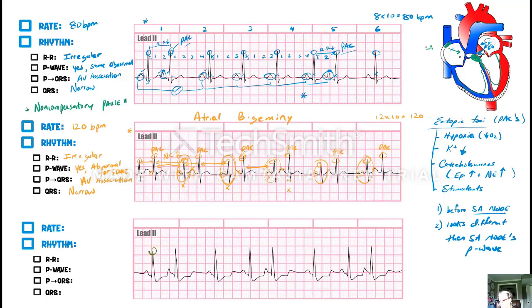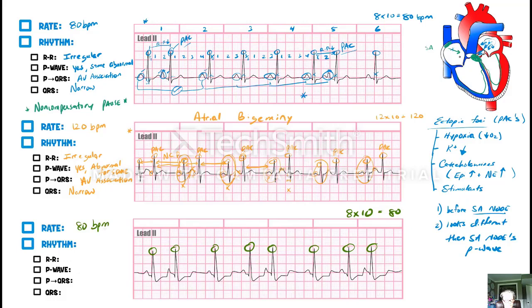So we're going to count off the R waves. 1, 2, 3, 4, 5, 6, 7, 8. Again, this is a 6-second rhythm strip, so we multiply the number of R waves by 10. 8 times 10, 80 beats per minute. That's our rate. It's a simple thing, right?